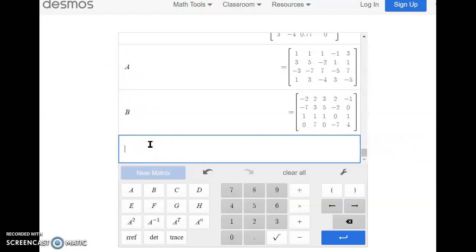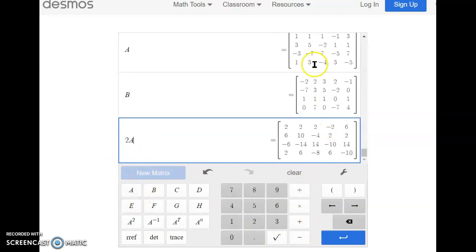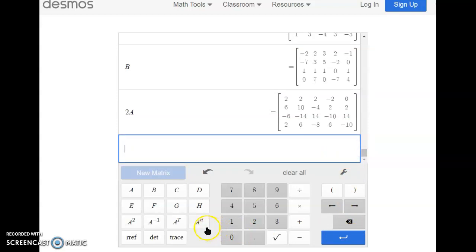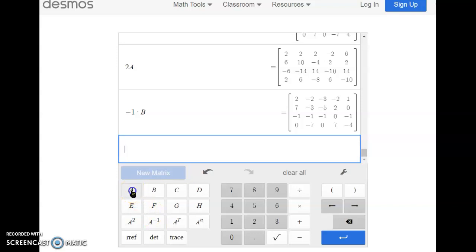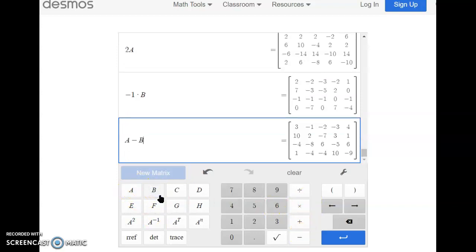Let's start with scalar multiplication. 2a. You can see that I really did just multiply the 1, 1, 1, negative 1, 3 by 2 to get 2, 2, 2, negative 2, 6. And on the bottom row, 1, 3, negative 4, 3, negative 5 doubled to 2, 6, negative 8, 6, negative 10. And that's why I can say that negative 1 times a b, you can see that I just changed the signs of everything. Let me do a minus b. So I needed to show you that.